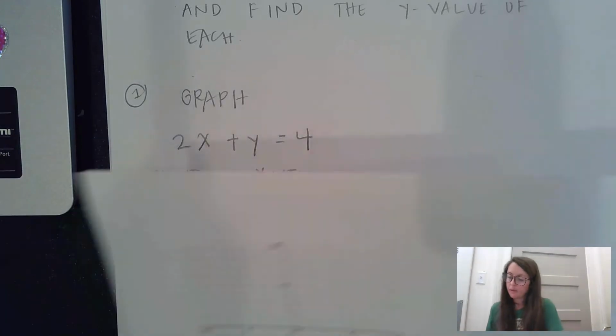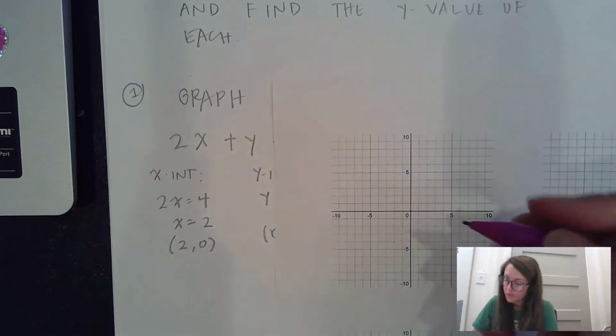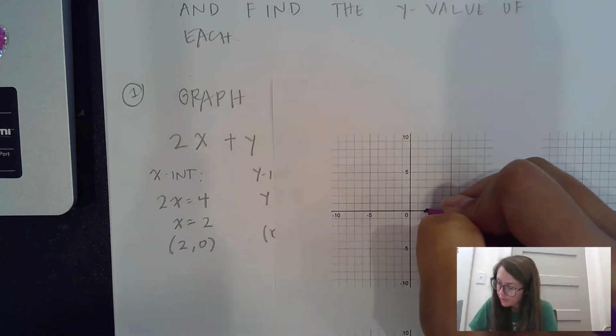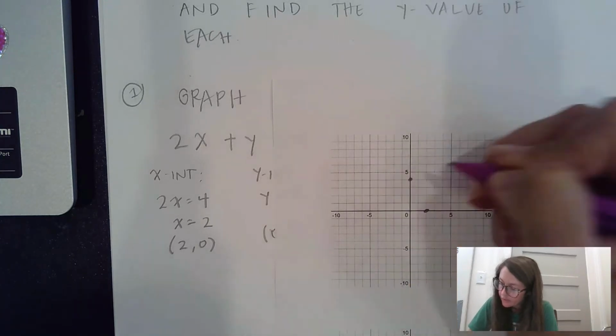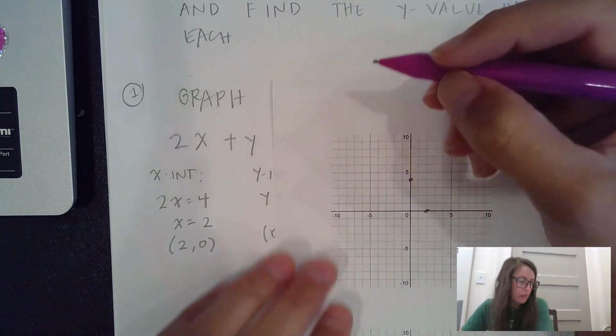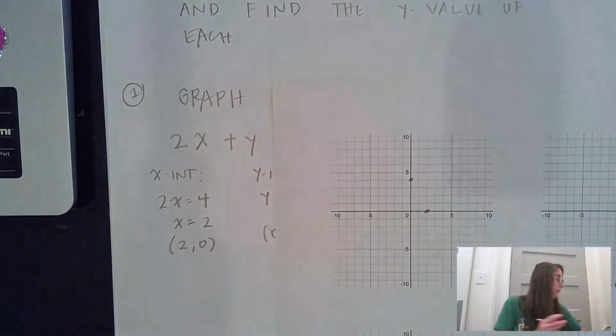Some graphing paper right here. So we would then just plot those points there. So (2, 0) and (0, 4). And then I don't have a straight, oh, I do.